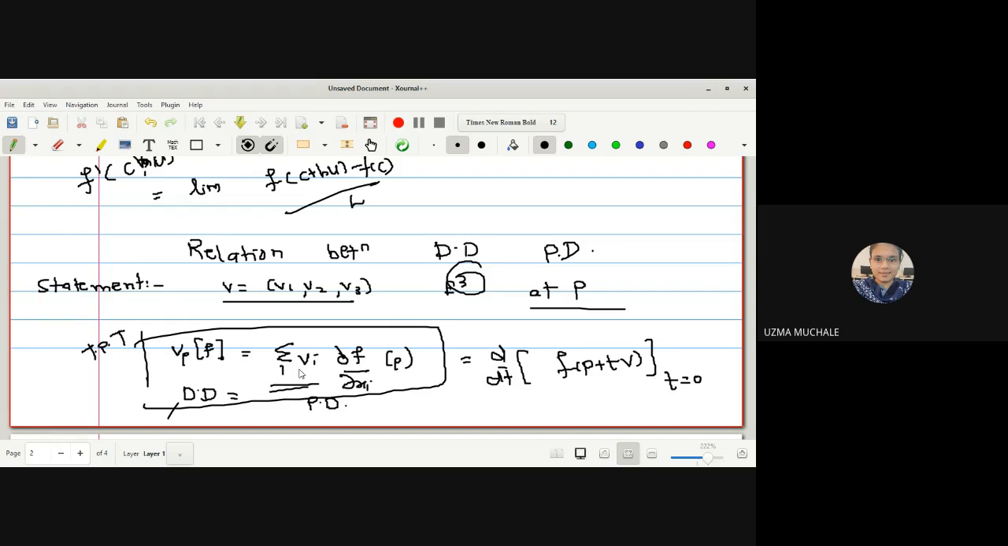What is given to us and what we want to prove? V and P, two points are given, and we know the definition. Using the definition itself, as in the example we solved just now, first you find P plus TV, then f of P plus TV, then find the derivative with respect to t, which gives you the value of the derivative. Here also we do it similarly, but what is the change? V and P are not given here. They are arbitrary: V is (V1, V2, V3) and P is (P1, P2, P3).